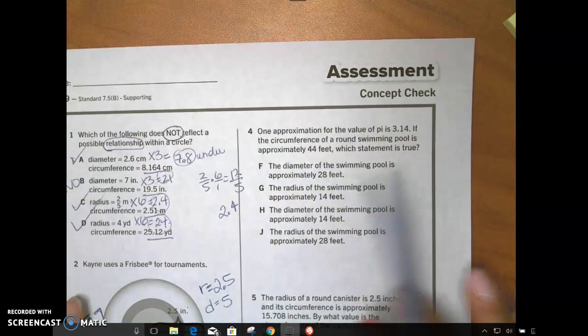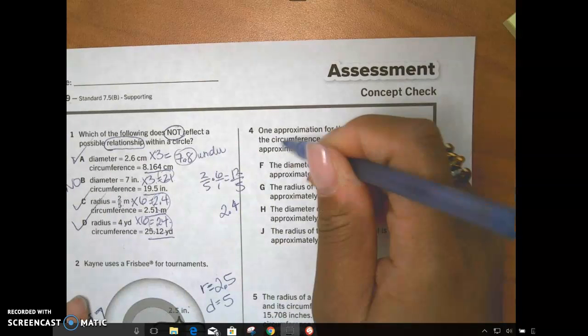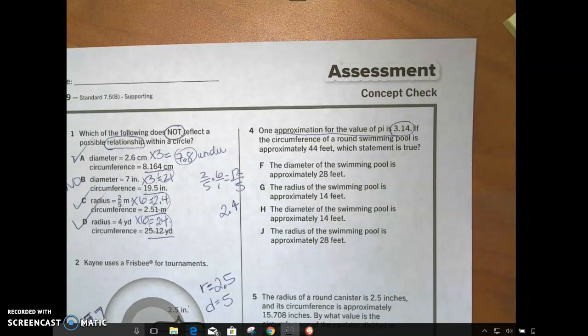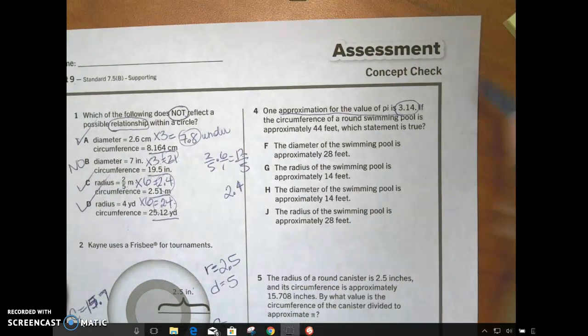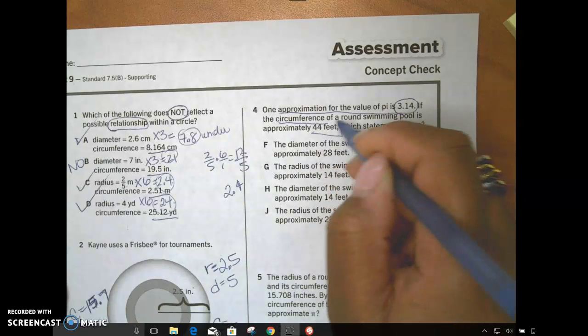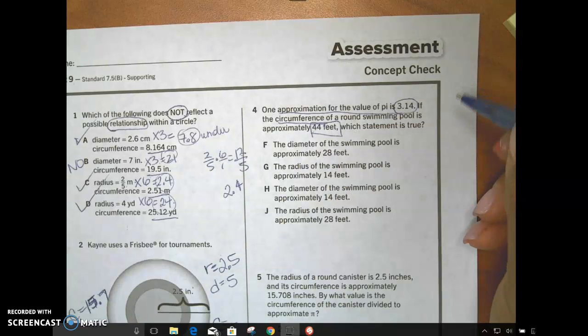Four. One approximation for the value of pi is 3.14. That means it's rounded. That is what we associate it with when we're using this in 7th grade math. If the circumference of a round swimming pool is approximately 44 feet, which statement is true?